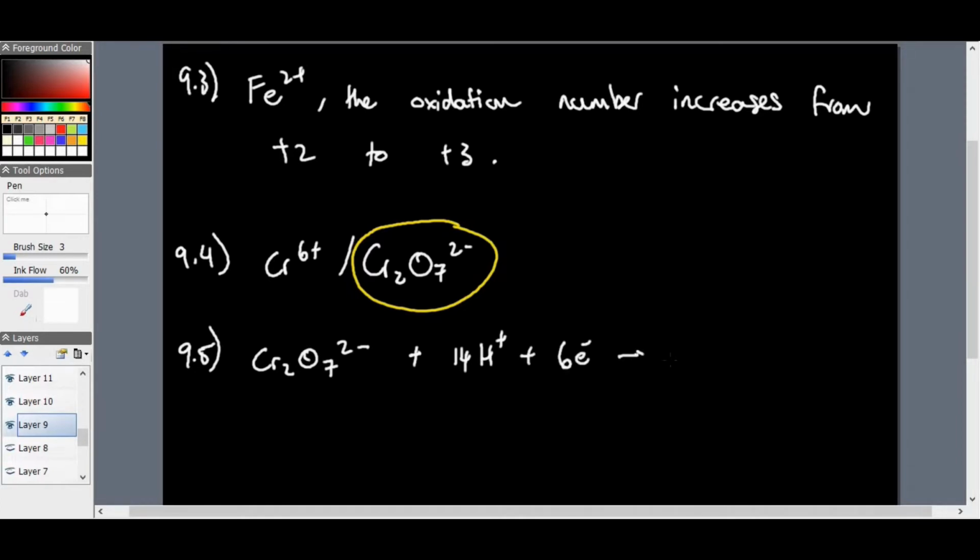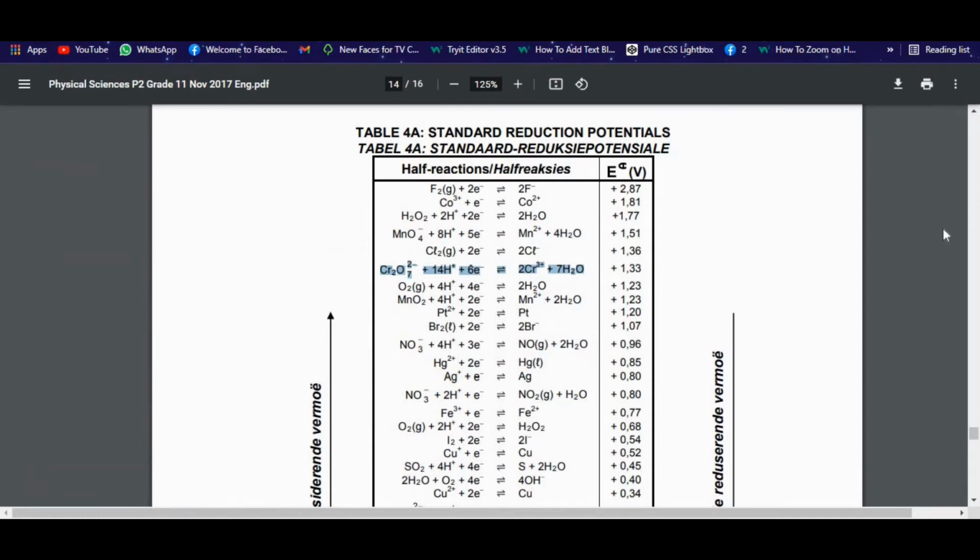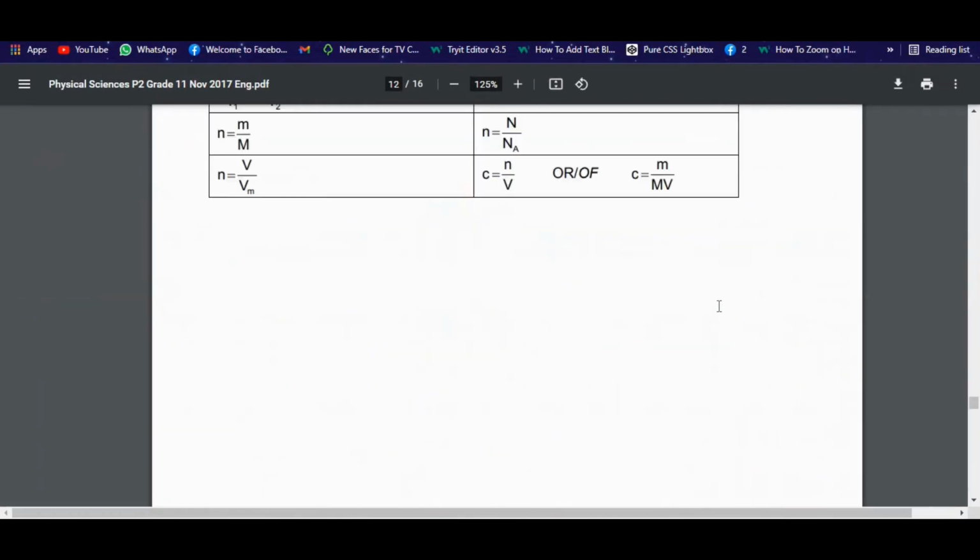All right, goes to 2Cr3 plus plus 7H2O. This is fully balanced already. Fully balanced, right? Just taken straight from the table. It's easiest to spot it on table 4A because it was right at the top. 4B would have been at the bottom.